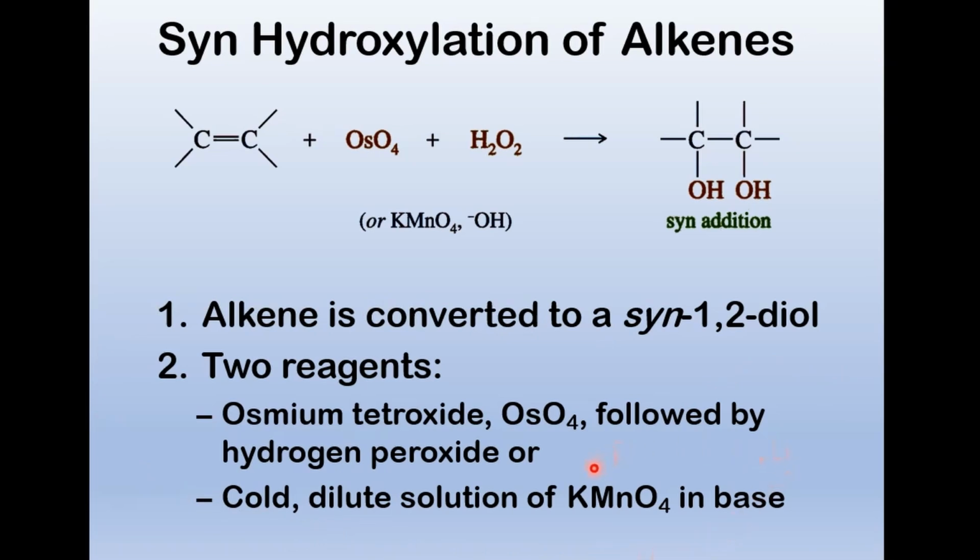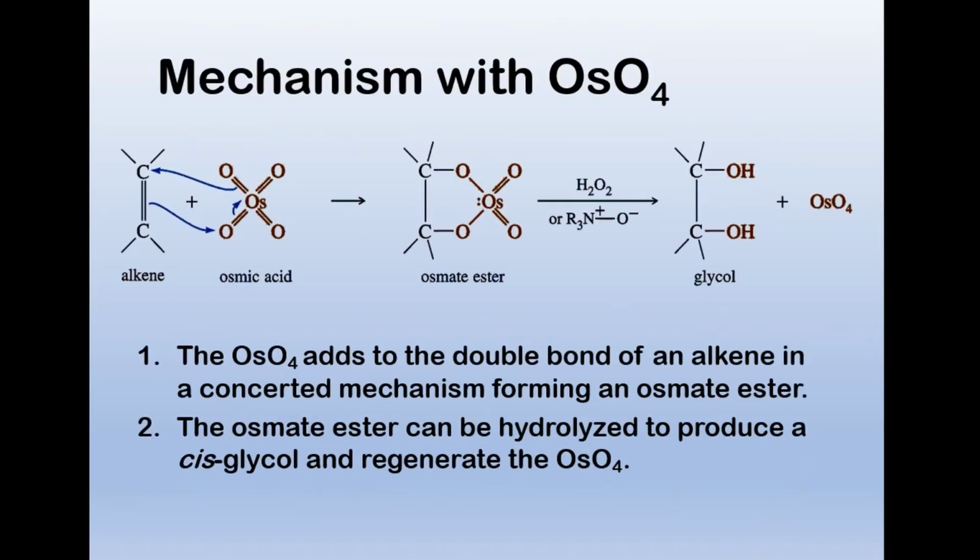We have this osmium tetroxide, and if you find osmium up there on the periodic table, it's two rows below iron. It is kind of a nasty, toxic, heavy metal. And here, potassium permanganate. That means it has one more oxygen than just the manganate anion. But if we have a cold solution and keep this dilute in base, we get a syn-1,2-diol.